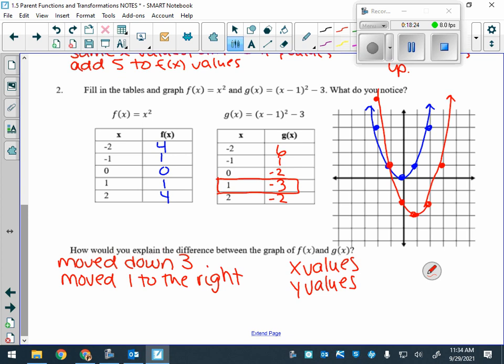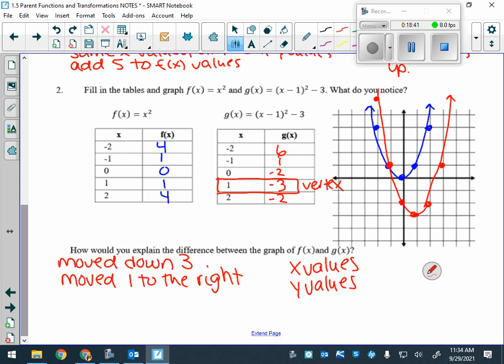One, negative 3 is our vertex. So the vertex helps us shift down 3 and to the right 1. The vertex is our key component here. That's where we should always start these quadratics.